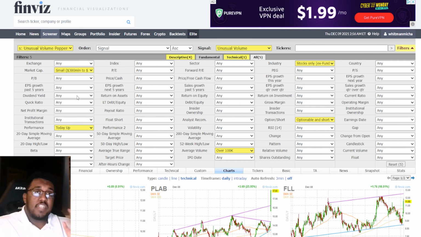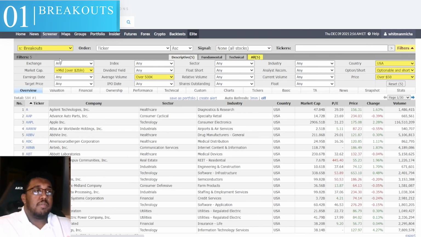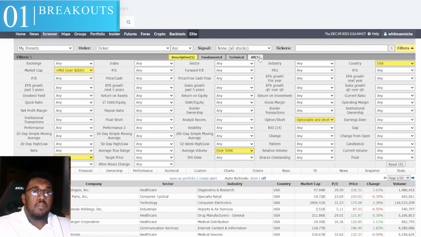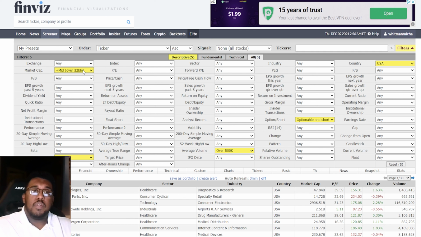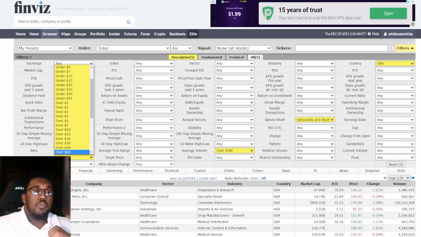Now, for the second one here, this is going to be most important. This one is called Breakouts. I like this one a lot. I'm just going to click it right here. Let's go to All. The market cap is going to be mid plus, so over 2 billion. This means they're more stable, less risk, less reward, but definitely worth it, especially if you're trading options or if you're just trading stocks. Price over $50. This is my preference. You really just need to have it over $20.